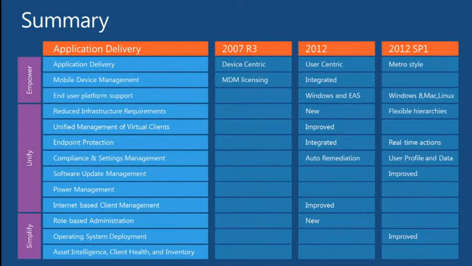And this last slide is just showing you some of the differences between the empowering, unifying, and simplification coming in the last three versions of the product: the 2007 R3, 2012, which is available to you now, and then the SP1 product coming out in the Windows 8 timeframe, but available today in a CTP release. So you can go ahead and read those because we're out of time.